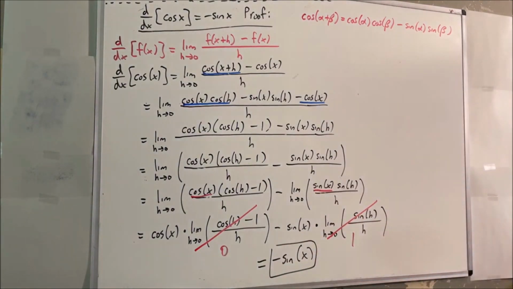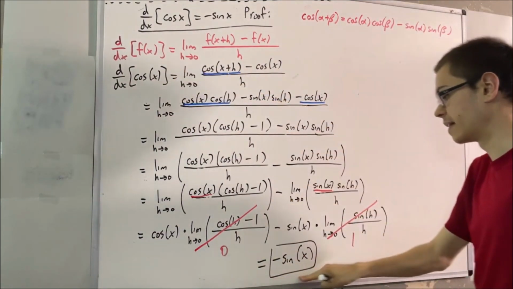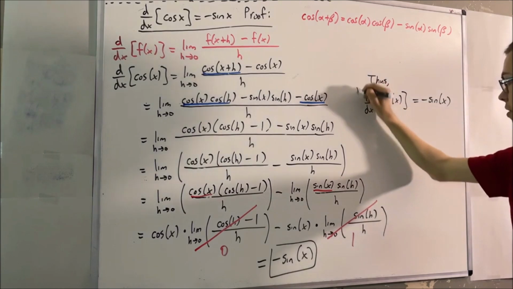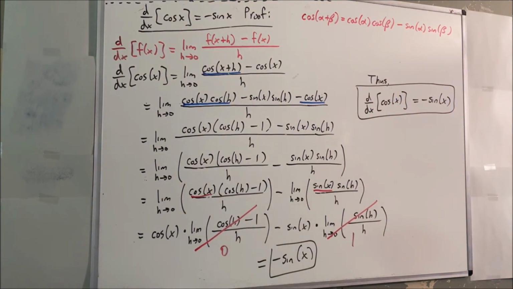So there it is. We have shown that the derivative of cosine x is negative sine x. And so this completes our proof. So yeah, this is pretty much it for this video.